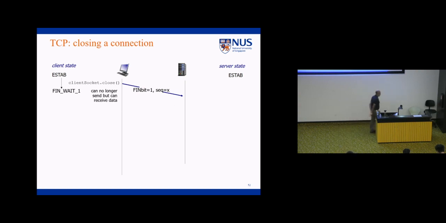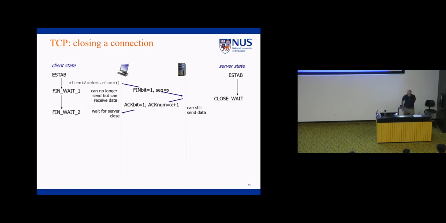The other side, when it gets it, will send an acknowledgement back saying, I acknowledge this. So it goes X plus 1, which is to say that I acknowledge your request for FIN. We are done. So at this point, when the acknowledgement is received, the sender knows I cannot send any more data. And the receiver knows no more data will be coming from that side.